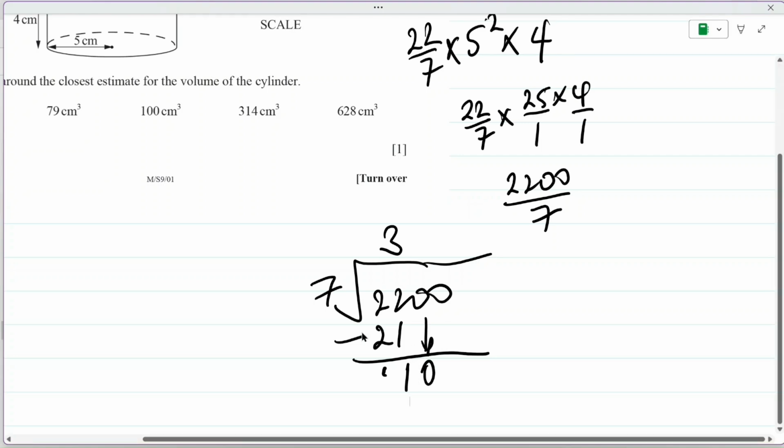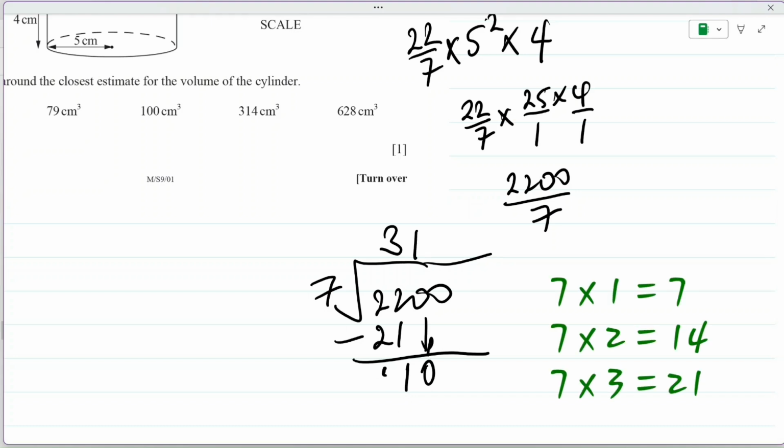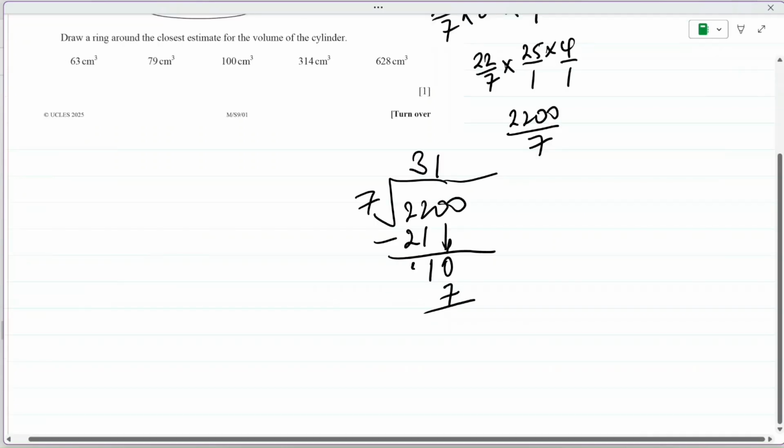This is now 10. If you look at your options, you have 79, 100, 314, and 628. With these, this is most likely our answer. And you can put a ring around it. You can circle it. But for us to be sure, we have 7 in 10 can only go once, because 7 times 2 is 14. And 14 is bigger than 10. So you have 7 times 1, that's 7. Then you have 10 minus 7, that's 3.